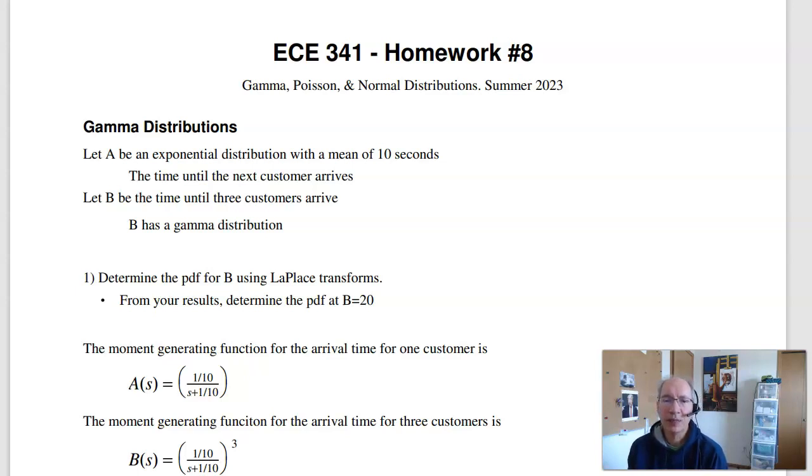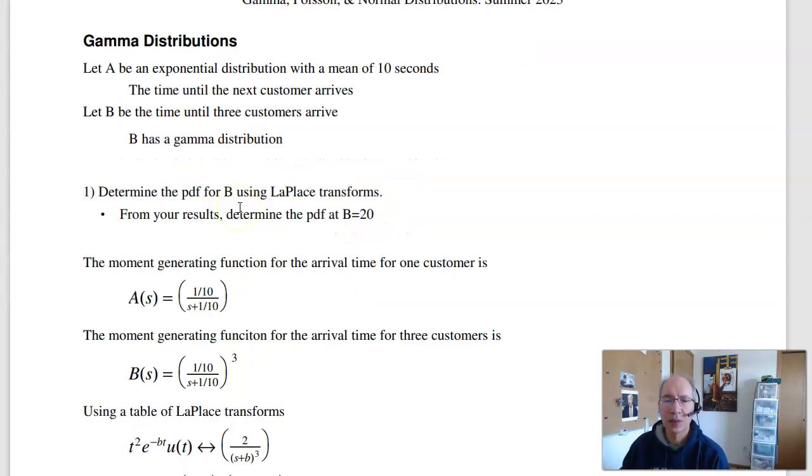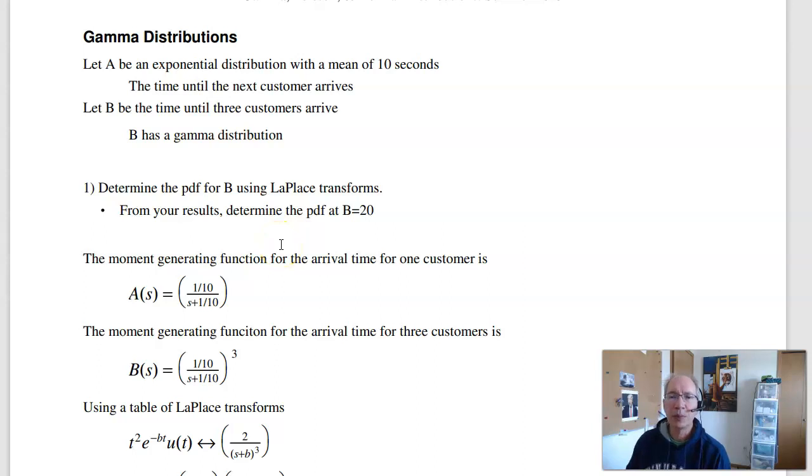Now the first problem is, suppose A is an exponential distribution with a mean of 10 seconds. For example, this could be the length of a telephone call, or the time until the next customer arrives at a store. Let B be the time until 3 customers arrive. So B has a gamma distribution, A has exponential. Number 1, determine the PDF for B using Laplace transforms.